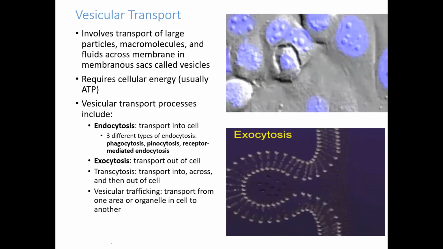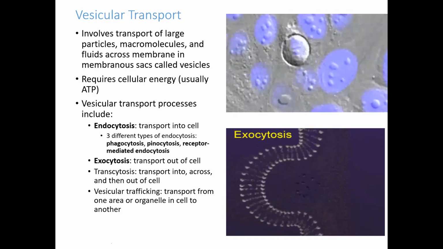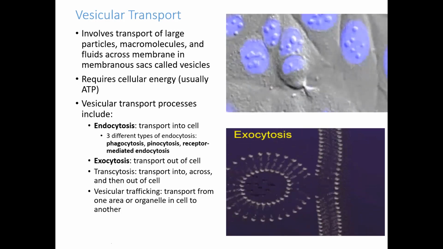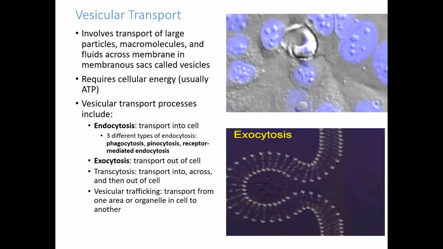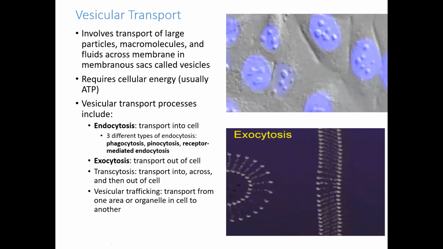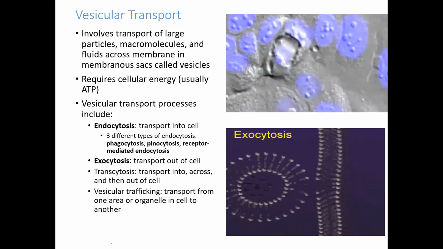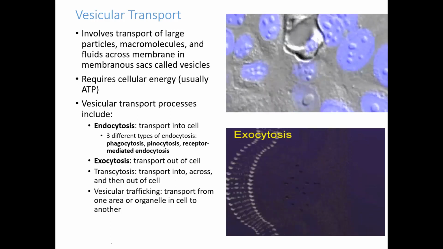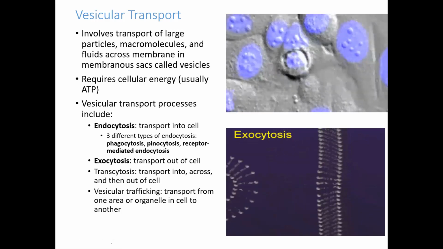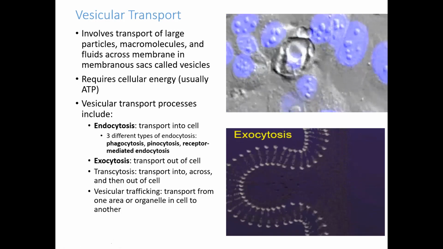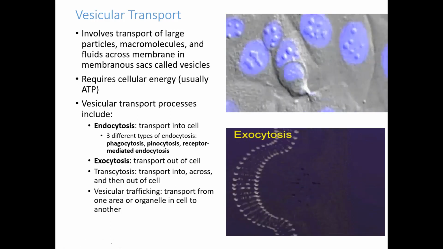There are 3 types of endocytosis: phagocytosis, cell eating; pinocytosis, cell drinking; and receptor-mediated endocytosis, where we're only going to bring in certain things. Exocytosis is a lot easier. A vesicle that is already formed inside the cytoplasm of the cell fuses with the cell membrane, like we're seeing here in this bottom picture, and the contents of the vesicle are released to the outside. This is how we release proteins, for example, when they get made.